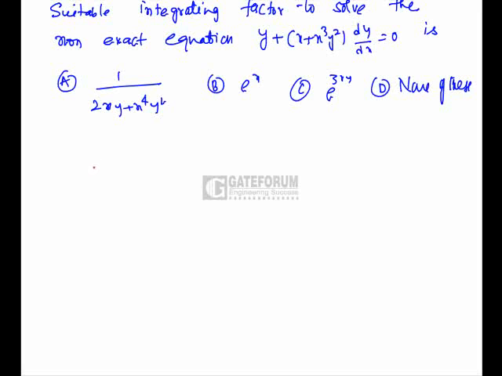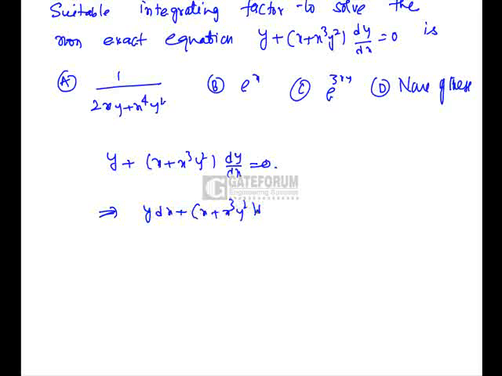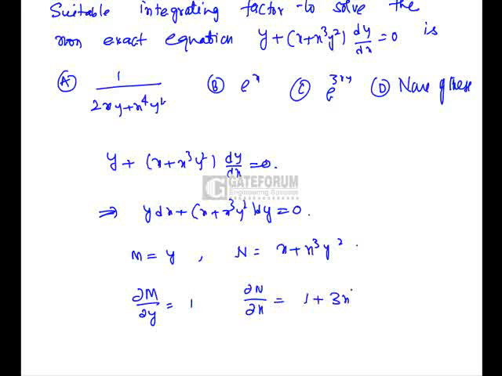The given non-exact differential equation is y plus x cube y square into dy by dx equals 0. This can be written as y dx plus x cube y square dy equals 0. Now here M is nothing but y, N is nothing but x plus x cube y square. Now dou M by dou y is 1, dou N by dou x will be 1 plus 3 times x square y square.